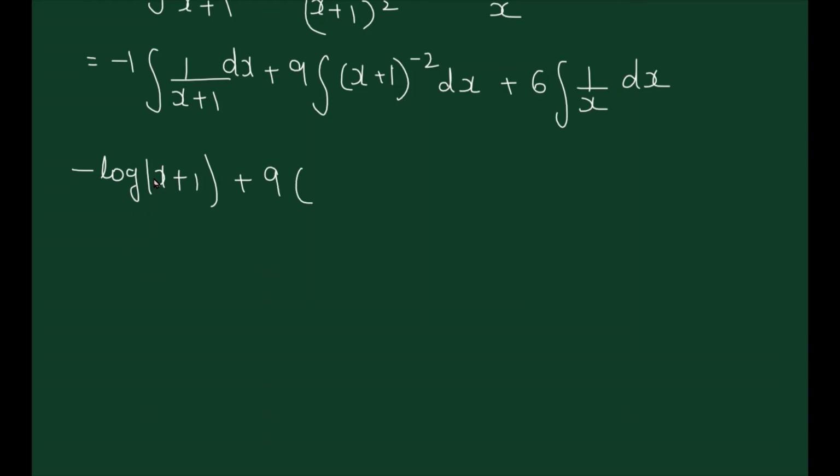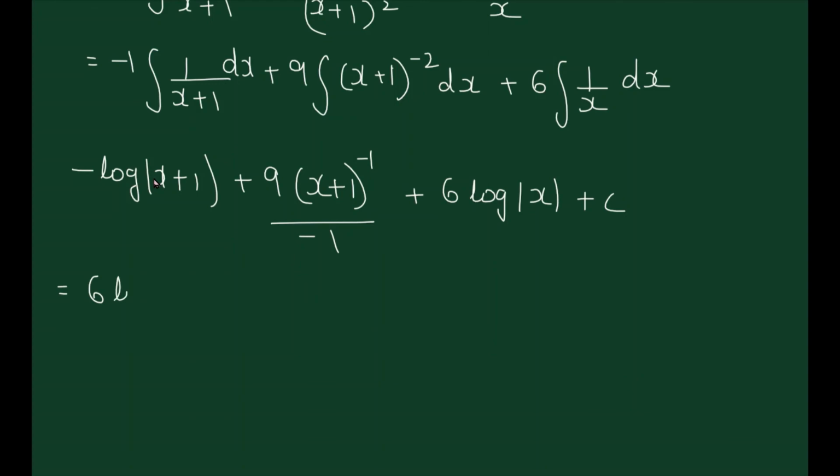plus 9, we use the formula x raised to n over here. So 9 x plus 1 raised to minus 2 plus 1 gives us minus 1 upon minus 1, and plus 6 log of x and plus c. Okay, so in this case we get 6 log x, the answer becomes 6 log x plus, or we can write over here minus 9 minus log x plus 1 first, and minus 9 upon x plus 1, and this becomes our answer for the sum.